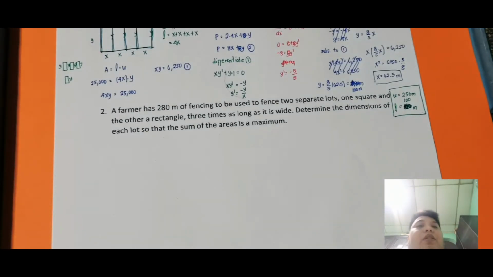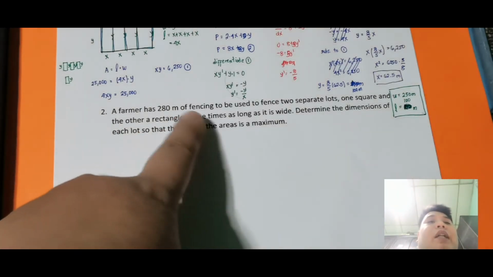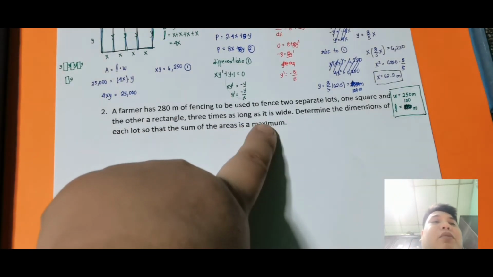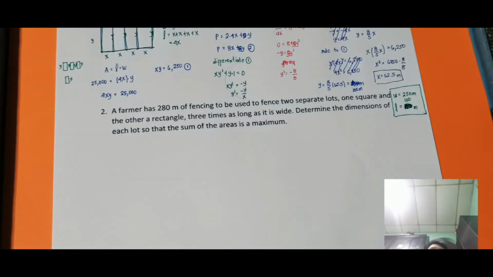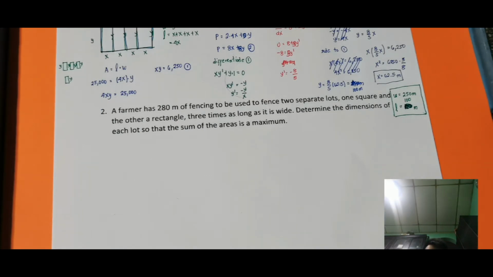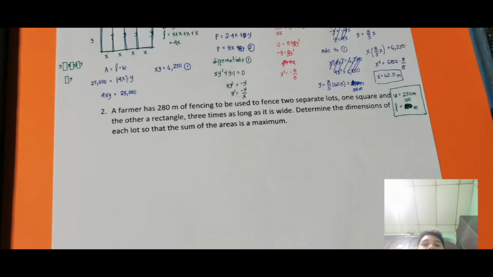So, a farmer has 280 meters of fencing to be used to fence 2 separate lots. So, one is a square, and the other a rectangle 3 times as long as its width. Determine the dimension of each lot so that the sum of the areas is maximum. So, given yung ating perimeter. Okay, so dito given yung perimeter, ang i-maximize naman natin, yung objective function natin is yung kanyang sum ng area.